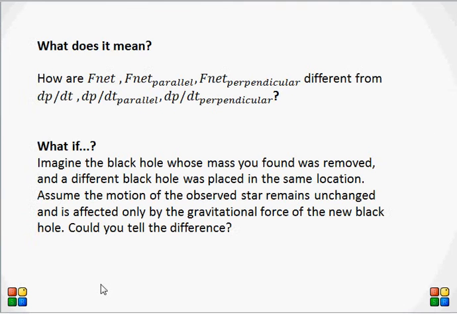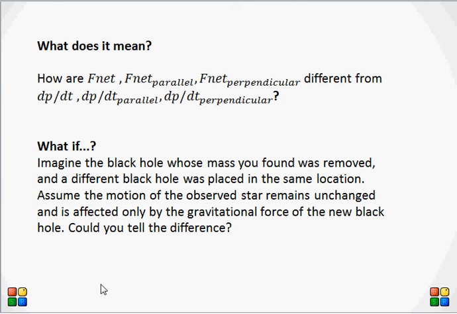So now let us answer some questions. How are Fnet parallel and Fnet perpendicular different from dp/dt parallel and perpendicular? dp/dt is an observation, or can be calculated from our observations, which in this case is the data set that was given to us. Fnet is the sum of the forces creating the motion of the star between the black hole and the star, so it cannot be calculated. Fnet is qualitative, while dp/dt is quantitative.